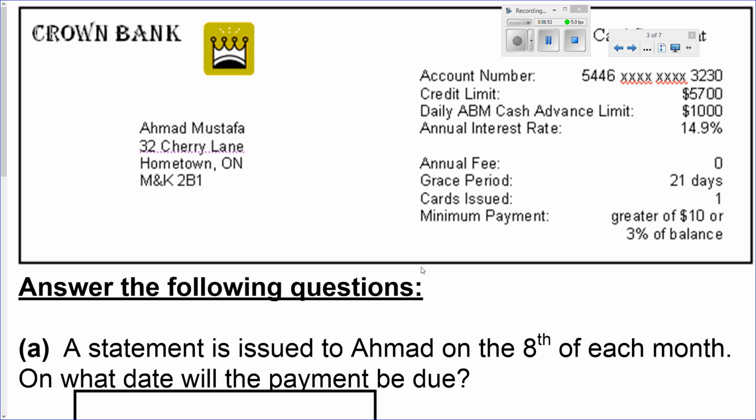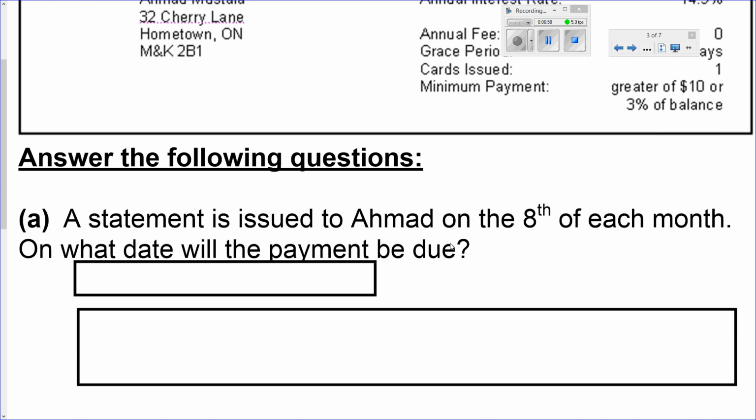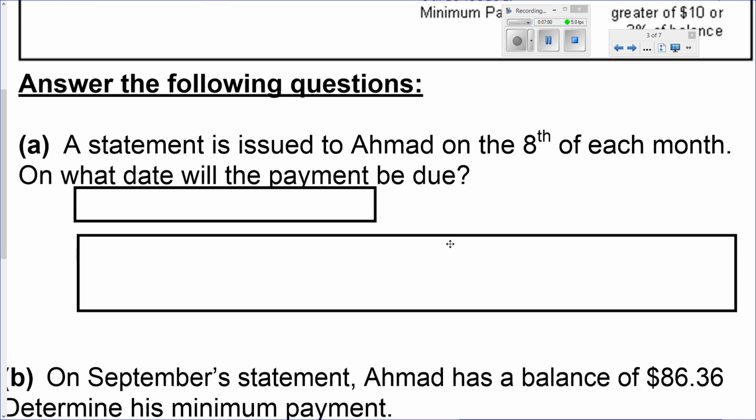So now we're going to answer the following statements. Ahmed always is issued his statement on the 8th of each month. Now, remember, you told me that there was a 21 day grace period, right? So the statement is issued, and then any interest starts from that day. So suppose he gets a bill on the 29th.